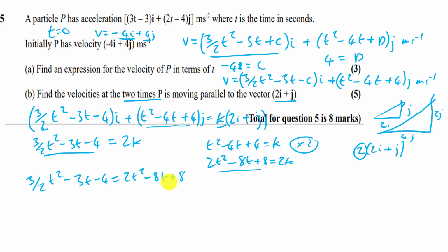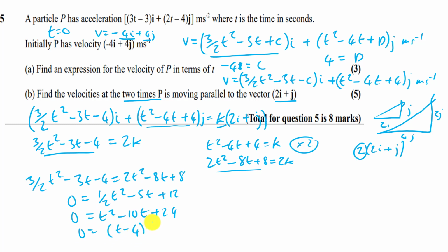Right, I'm going to set that to 0. So you rearrange that, and you should be very good at this. 0 equals a half t squared minus 5t plus 12. Now we don't like this half, so we're just going to double everything to get t squared minus 10t plus 24 equals 0. And when we factorise, 0 equals (t minus 4)(t minus 6). So t equals 4 and t equals 6.